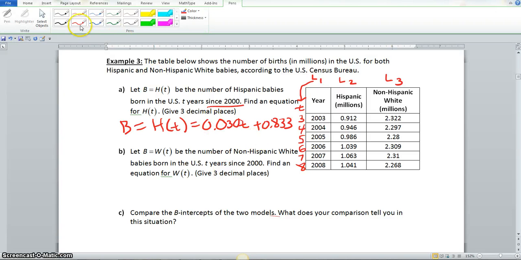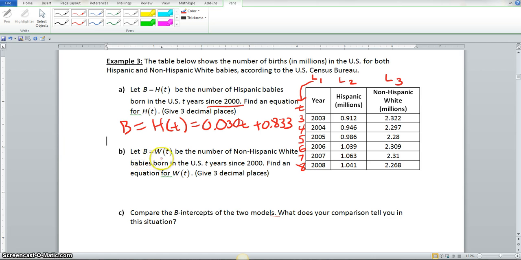Okay, class, picking up where we left off, we ended up with b equals h of t equals 0.030t plus 0.833. We were told to round to 3 decimal places, which we did. Okay, so now we will go to part b.